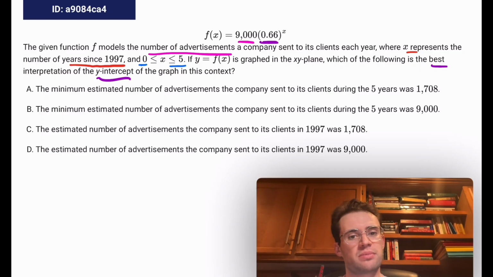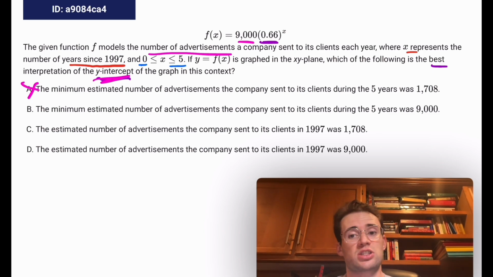The minimum estimated number of advertisements that the company sent to its clients during the 5 years was 1708. I mean, I don't know if that's true. That would be when x is 5. So you multiply 9,000 times 0.66 to the 5th power. But that has nothing to do with what the y-intercept is. The y-intercept is when x is 0.